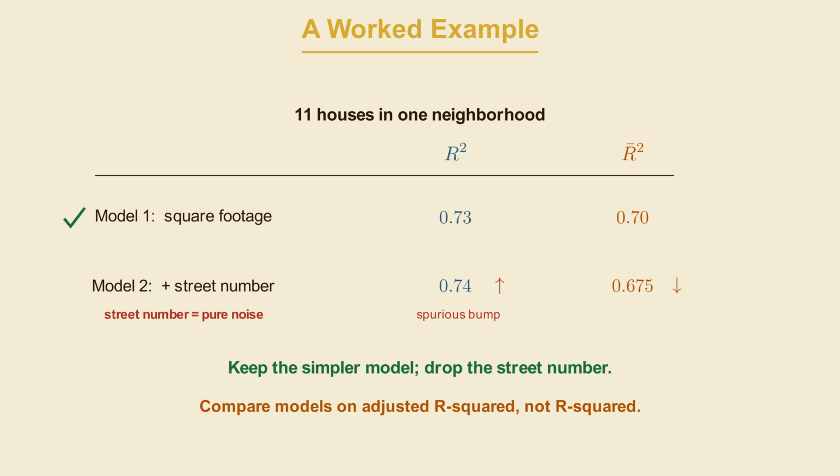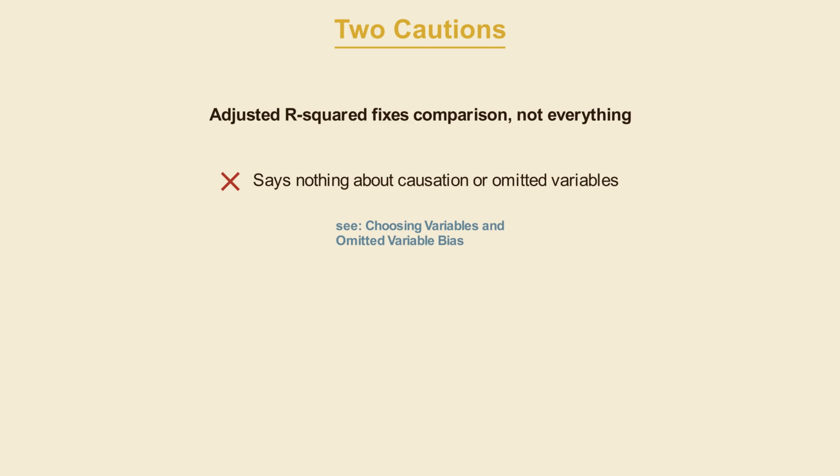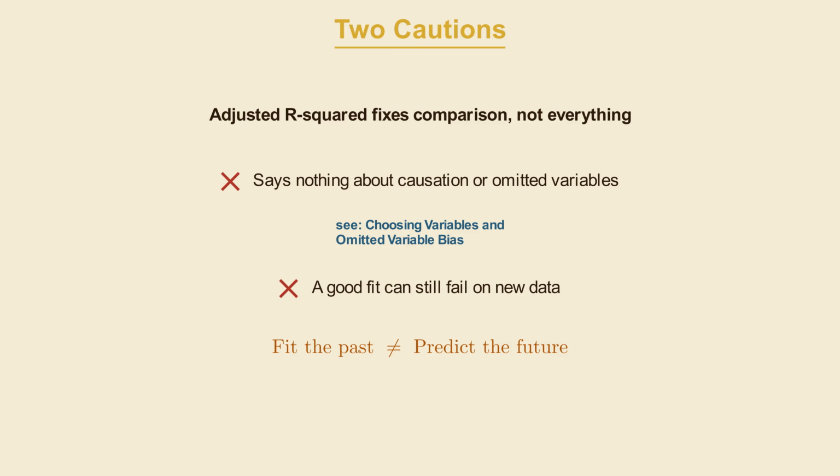A couple of cautions before we move on. First, the adjusted R-squared fixes the comparison problem, but it doesn't fix everything. It still says nothing about whether your model is causal or whether you left out a variable that actually matters. We'll get to that second problem, leaving out important variables, later in the module. The second problem is that even if a model fits your data well, by either measure, it can still completely fail on new data that it hasn't seen. Fitting the past and predicting the future are not the same thing.